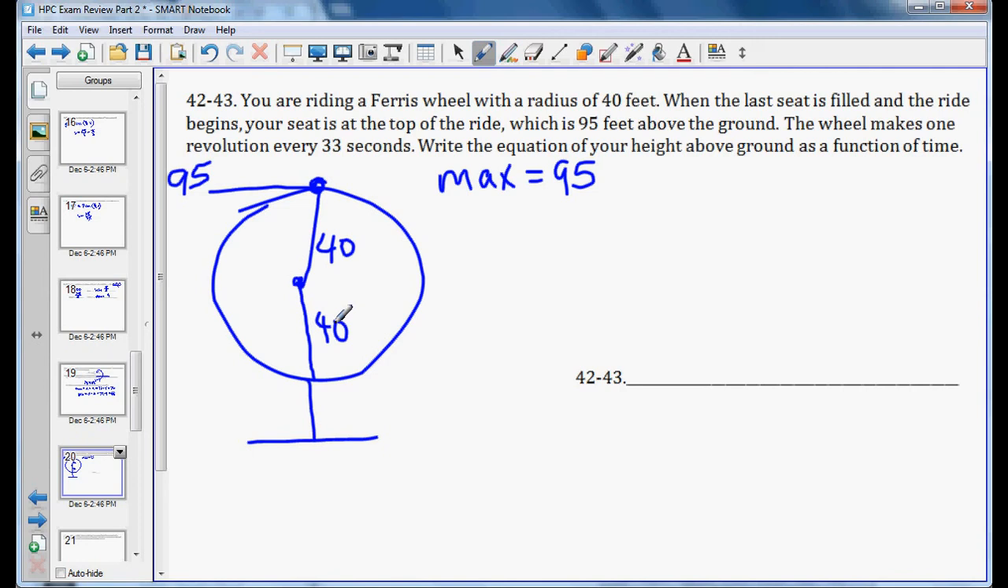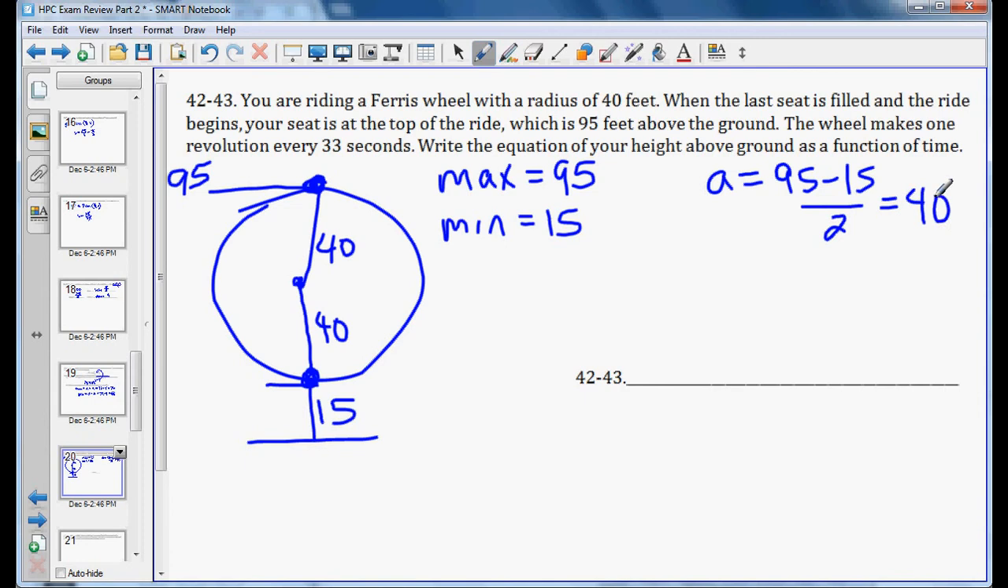We can use those to find our amplitude. 95 minus 15 over 2. It's going to give us 40, because you do max minus min over 2. And our midline is 95 plus 15 over 2. Gives us 55. And then we can talk about our period to find B. So let's go on. This says the wheel makes 1 revolution every 33 seconds. Well, that tells me the period is 33 seconds. And B is equal to 2 pi over 33, because it's always 2 pi over the period.